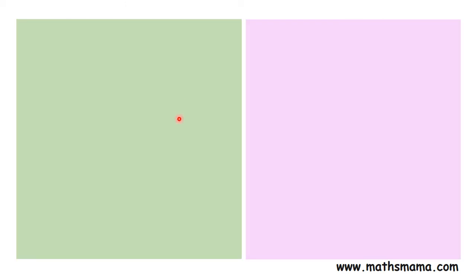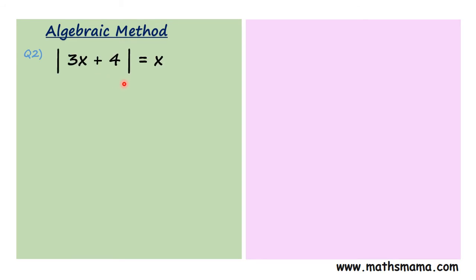Okay, moving on to the next question. We've got here modulus 3x plus 4 is equal to x. So this is our main equation. As we discussed in the previous question, you have to split this equation into two equations, one with positive and another one with negative. So ignore the modulus sign and write 3x plus 4 is equal to positive x, and the other one is 3x plus 4 is equal to negative x, and then simplify these two equations separately.